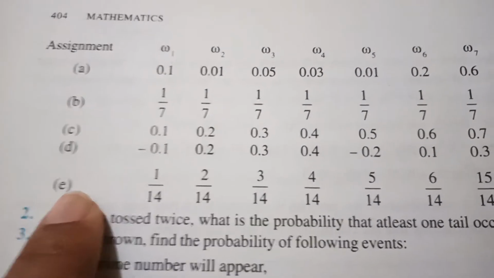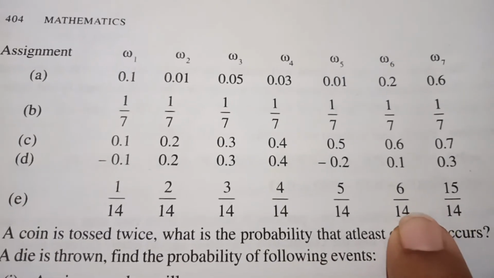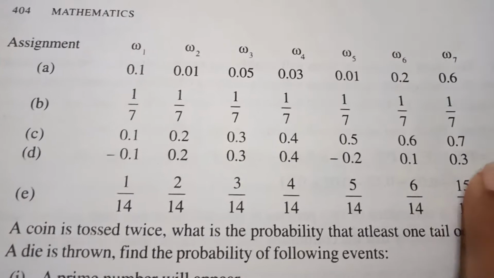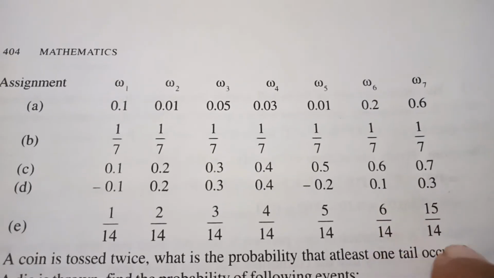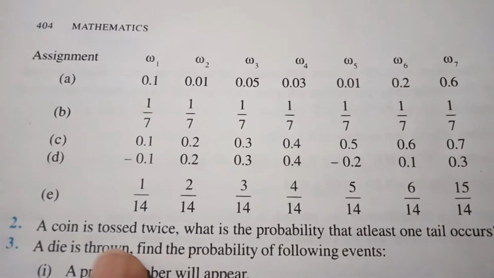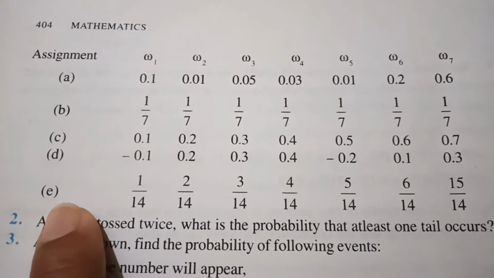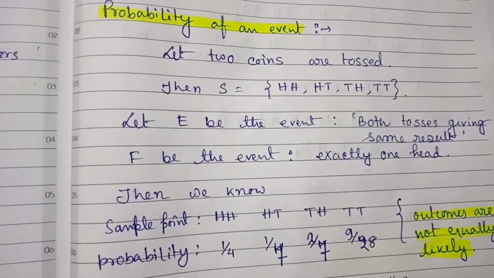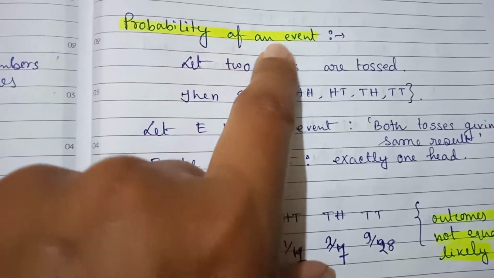Assignment number E, up to this it is okay, but here we are getting 15 by 14. So this one is more than 1. Now a probability of more than 1 can't be there. So assignment E is invalid. Coming to the next point, probability of an event.